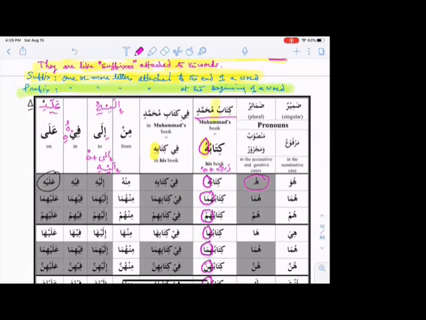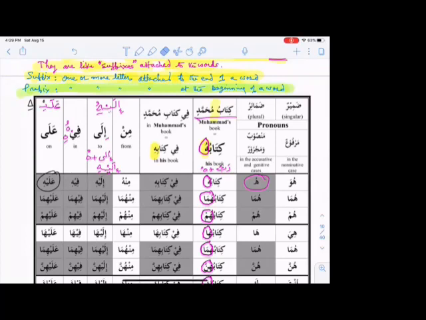Alayhi. Now it starts working. See? Alayhi. Did you see it? Alayhi. Again it stopped. What happens?